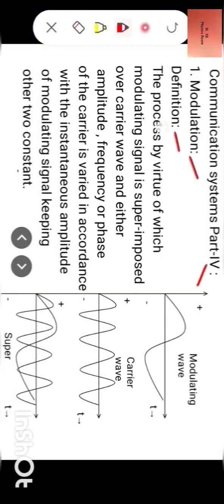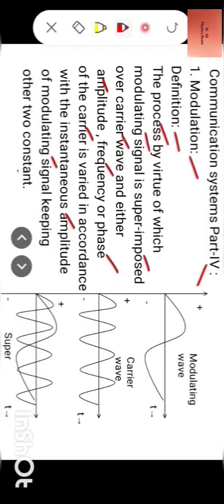The process by virtue of which modulating signal is superimposed over carrier wave and either amplitude, frequency or phase of the carrier is varied in accordance with the instantaneous amplitude of modulating signal, keeping other two constant, is defined as modulation.